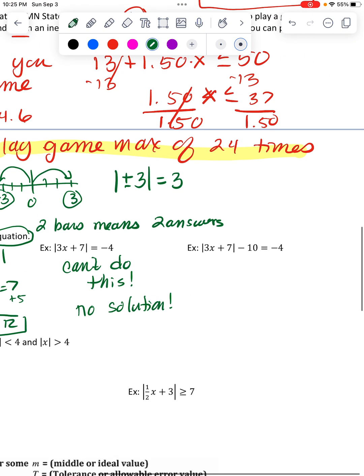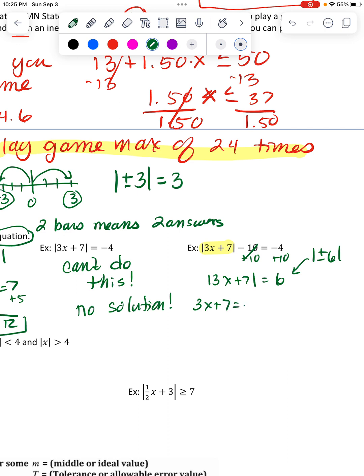Alrighty. Here, I have to get the absolute value part alone before I can split it and make my 2 equations. So I'm going to move this -10 over by adding, and then I'll have the absolute value of 3x plus 7 has to be 6. So now it's equal to a positive, and I'm good to go, but I'm thinking that means what's in the bars is either plus or minus 6 to kick out the 6. So what's in the bars is 3x plus 7, and that's going to either equal a -6, or 3x plus 7 is going to equal a +6.